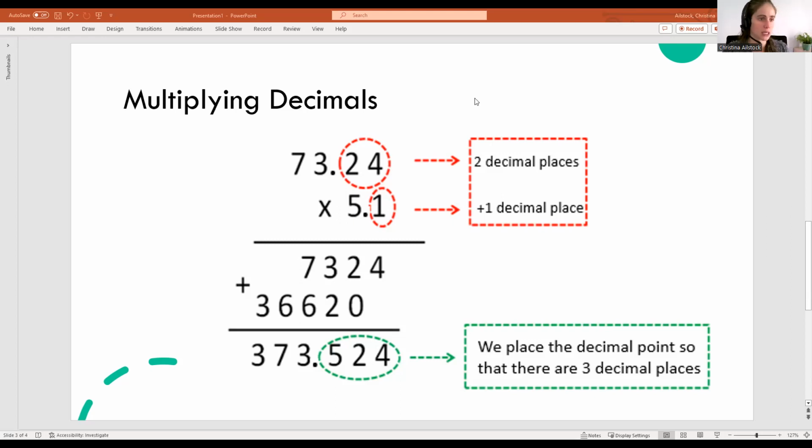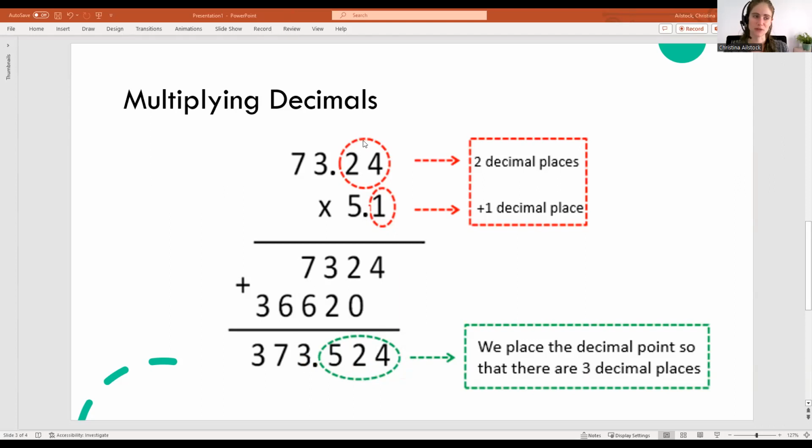So if we look at our problem here, we can see that in our first number, we have two digits, the 2 and the 4, that follow our decimal point. In our second number, there's only one digit after the decimal point. So we're going to add that up. 2 plus 1 gives us 3. So that means in our final answer, we need three digits after our decimal point. Another way of saying that is we need to move our decimal point up 3 times. So 1, 2, 3 lands us right here, and that is the proper placement for our decimal.